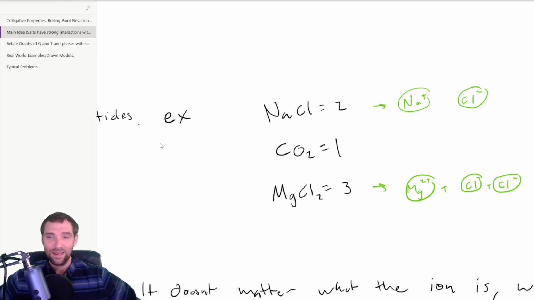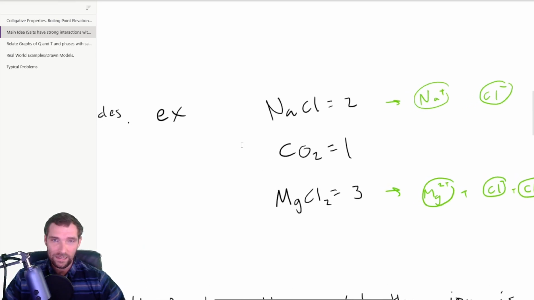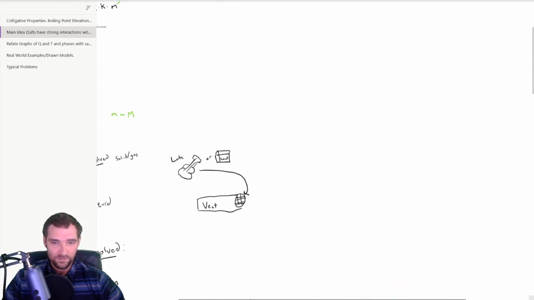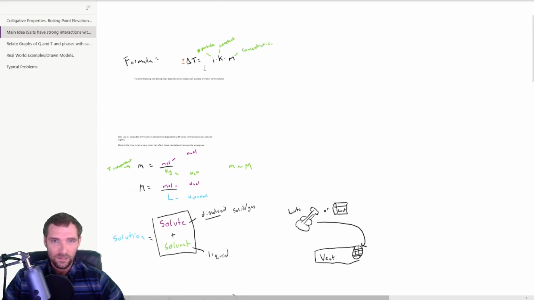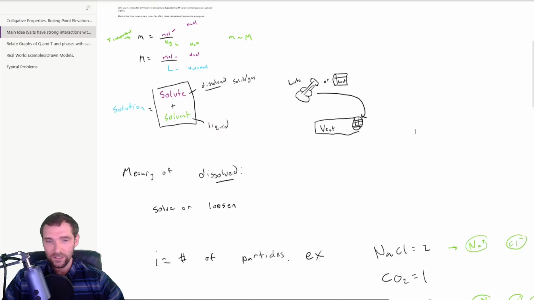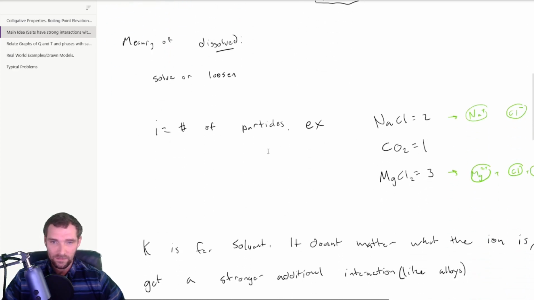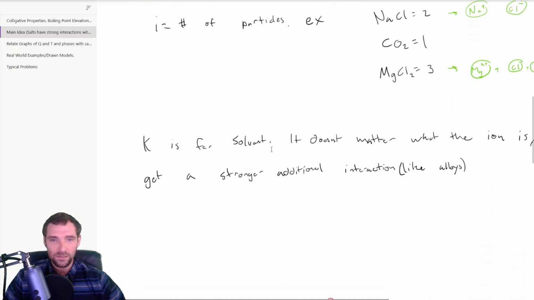If we've got the same amount of stuff that we're adding to the same amount of water, this one's going to have a bigger I value. And so if everything else is constant, the change in temperature would be bigger. So you want to keep that in mind. That's kind of what's going on with this number of particles.